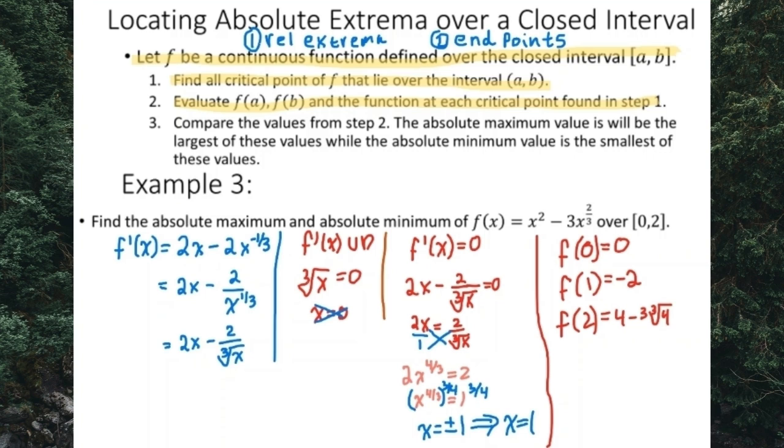Now we're going to determine out of these possible values, which of them would be the absolute maximum and which would be the absolute minimum. The largest among these three values would be the absolute maximum, while the lowest of these values would be the absolute minimum. If you are not sure of an approximate value for 4 minus 3 cube root of 4, you can punch that value into a calculator to approximate, and it is approximately negative 0.76. Now that we've made it easier to compare, we can see that 0 is the maximum value, and negative 2 is the absolute minimum value.